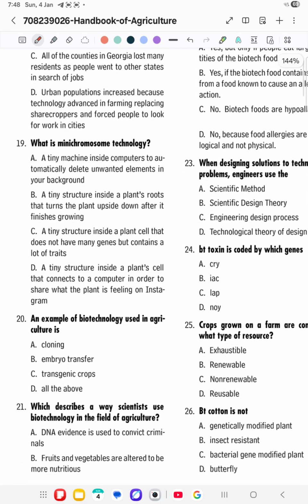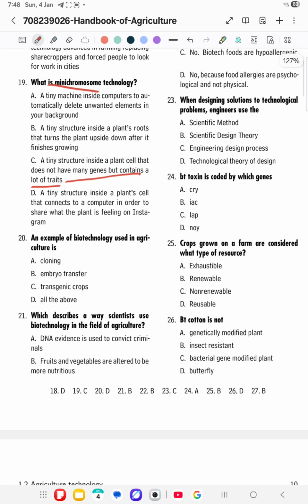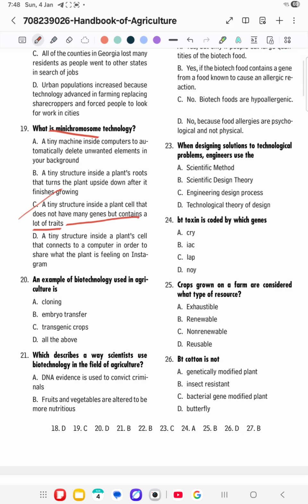What is mini chromosome technology? A tiny machine inside computers to automatically delete unwanted elements in your background. No. A tiny structure inside a plant cell that does not have many genes but contains a lot of proteins. It can be C. Yes. An example of biotechnology used in agriculture is cloning, embryo transfer, transgenic crop, all of the above. D.